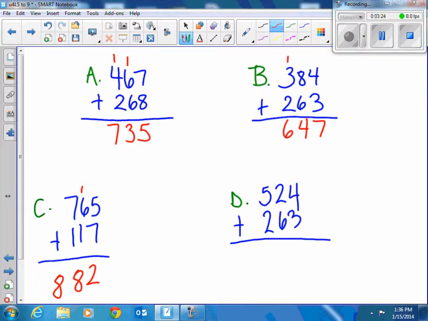So remember, you're checking to make sure your answers are correct. Where do we start? Ones place. 4 plus 3 is 7. 2 plus 6 is, that's right, 8. 5 plus 2 is 7. Very good, boys and girls.